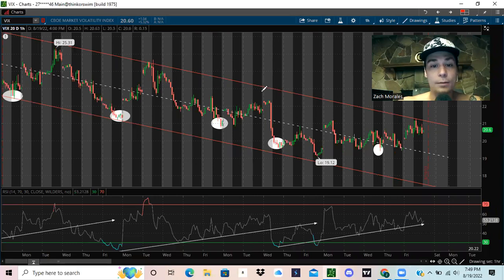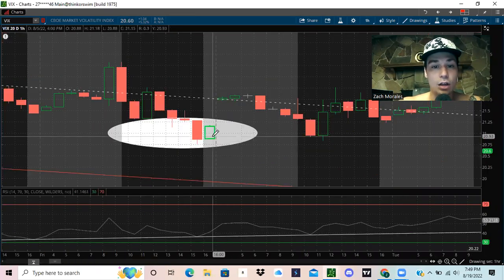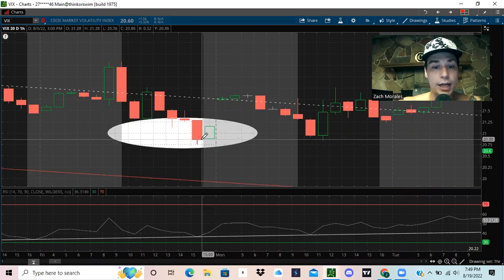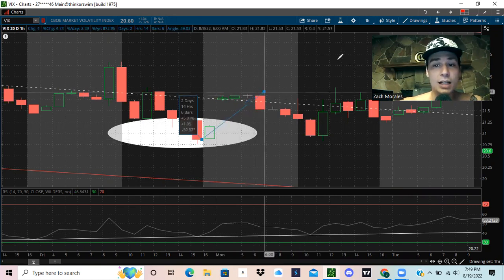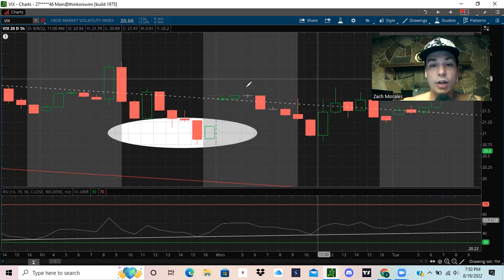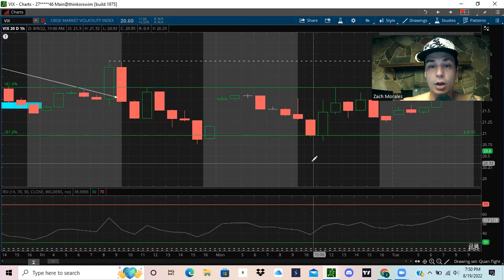Now, what happens when we get this bullish divergence? Let's zoom in and take a look. We see VIX close all the way down here, and then the next day it shoots up 5% in after hours. It does something known as gaps. It creates these gaps on the chart, which I'm going to go ahead and show you.